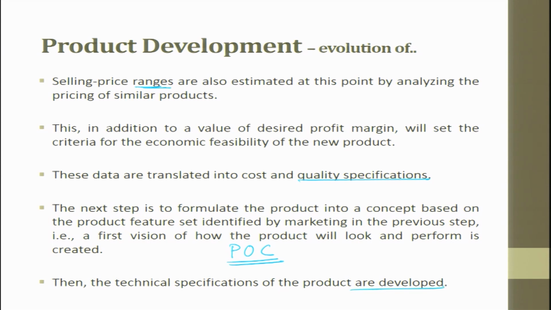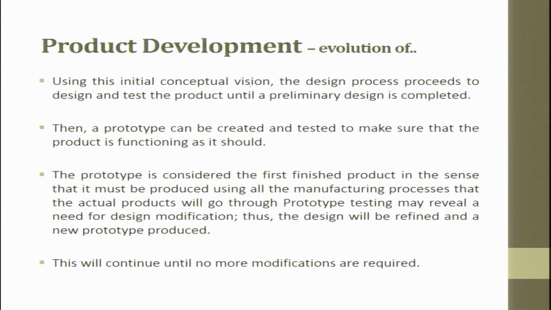So, when you talk about dosa, what are the technical specifications? The technical specification is going to be time, then taste, and third, maintainability. Using the initial concept vision, the design process proceeds to design and test the product until a primary design is completed. So, POC and then design specification is now, to a large extent, completed.